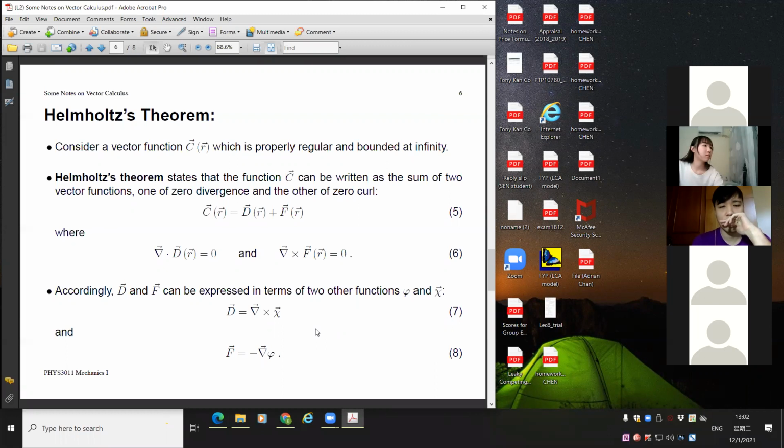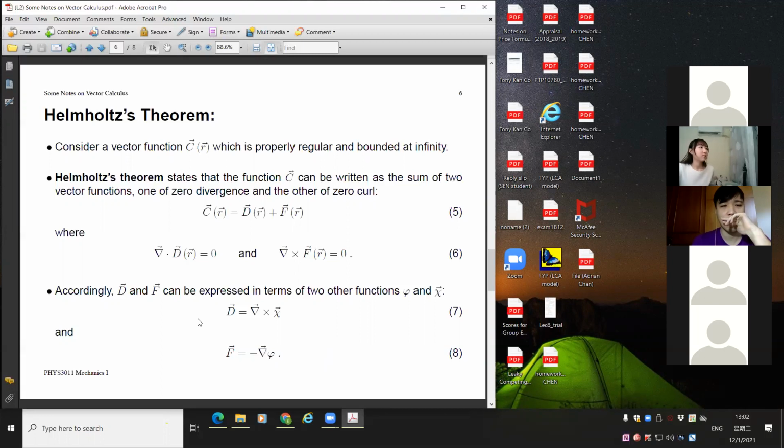According to this theorem, the D and F can be expressed or defined in terms of two other functions. One is a vector function, the other one is a scalar function. So the D vector can always be written as del cross chi vector, and F is the gradient of the scalar function phi.